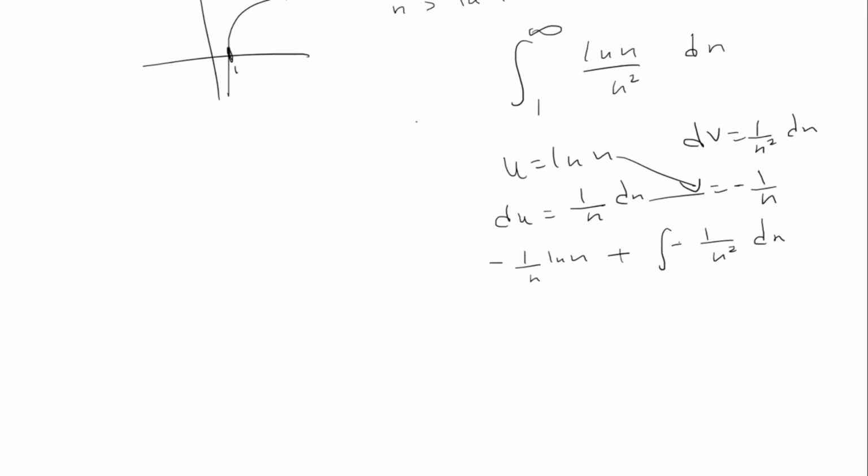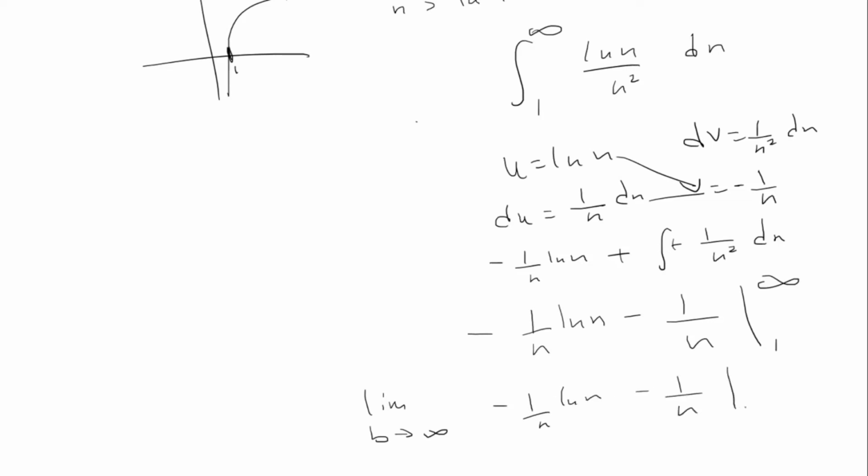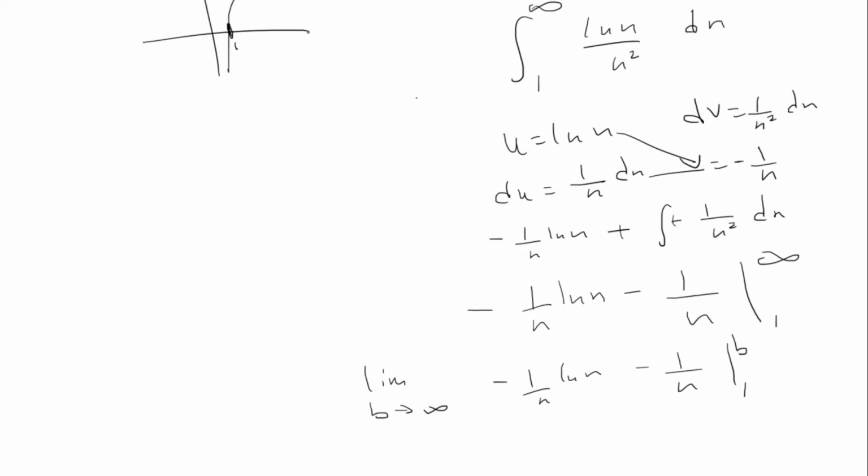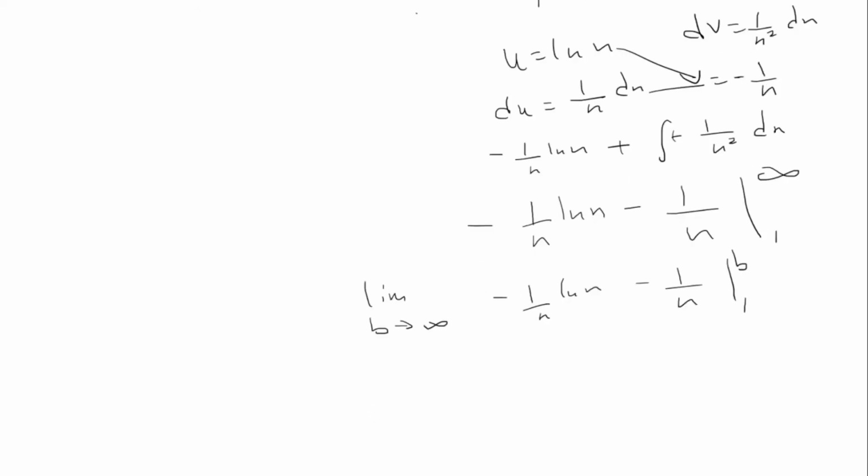The two negatives will make it positive. I have negative 1 over n ln of n minus 1 over n. And now we have to evaluate from 1 to infinity. So this is a little tricky because it's an improper integral, so I'm going to include the limit here. And usually you could just get away with it, but this one requires a little bit of work.